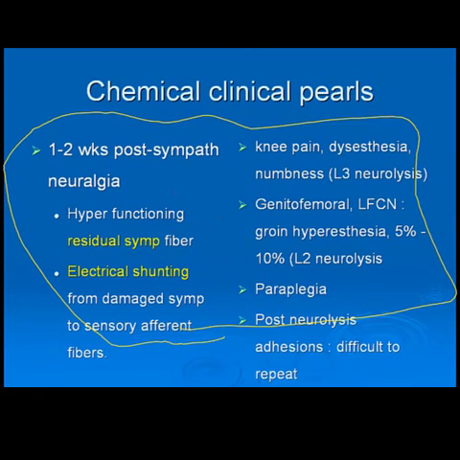One to 2 weeks post-sympathetic neurolysis, we might get neuralgia, and this neuralgia will disappear with time. If you have a chance to put a local anesthetic and steroids after the neurolysis, this might reduce the neuralgia. Neurolysis at the L3 vertebral level can lead to some pain and dysesthesia at the knee. At L2, you can get a genitofemoral neuralgia, and it happens in 5 to 10% of the patients.